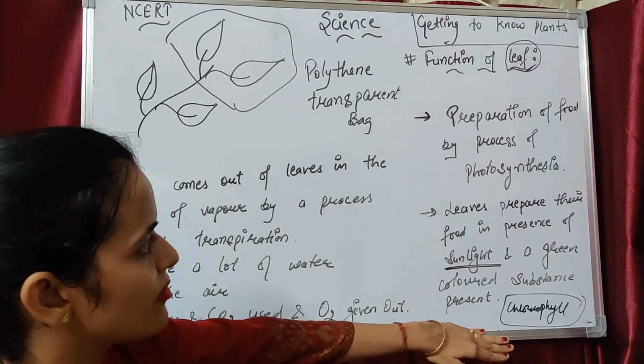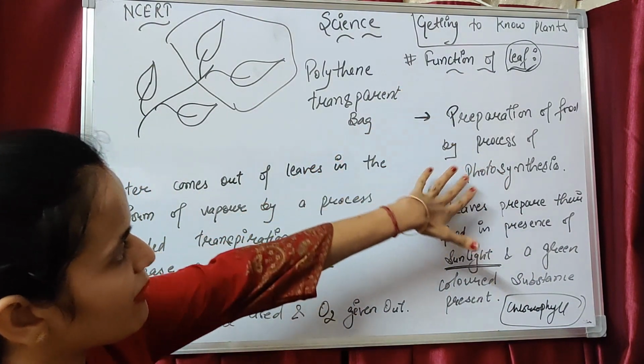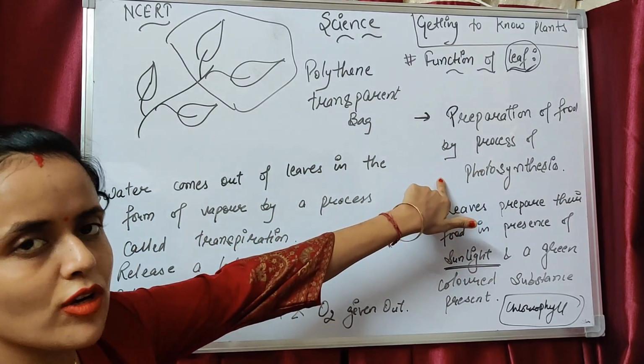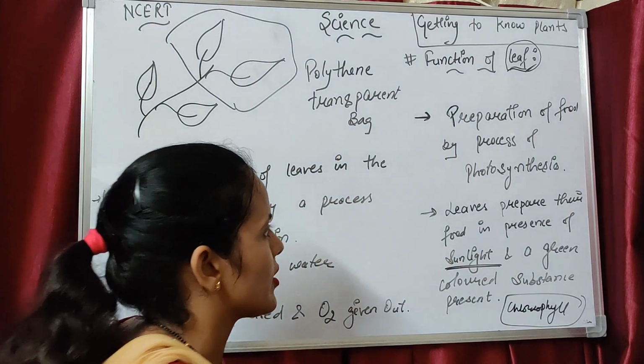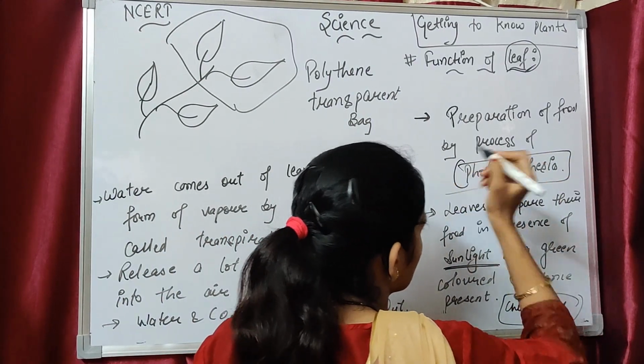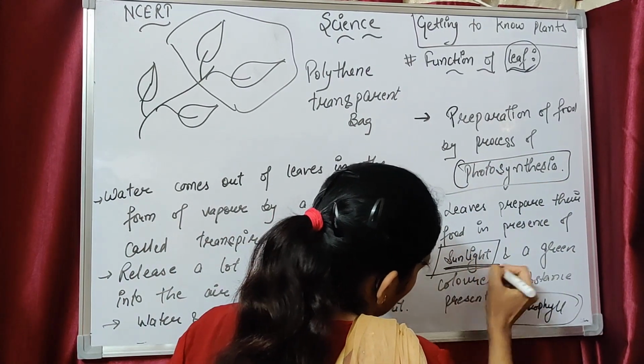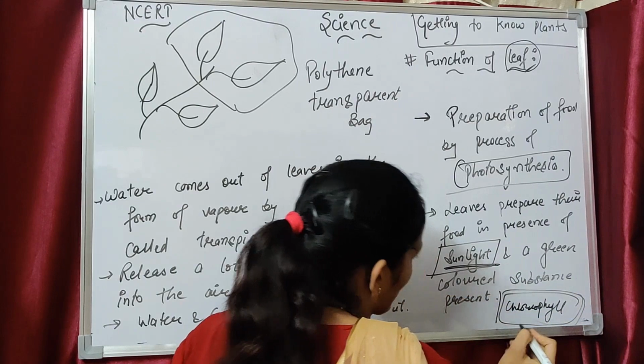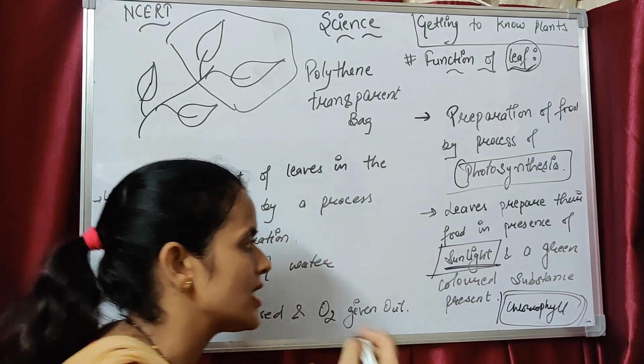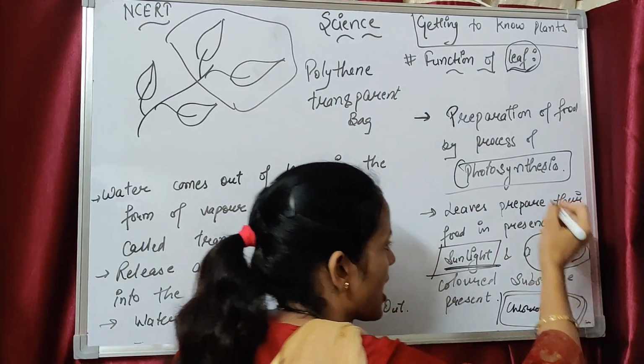By this process the food is prepared, and the preparation of food is known as photosynthesis. Three important points: sunlight, chlorophyll, and chlorophyll is a green color substance.